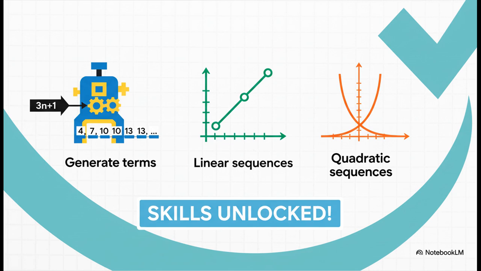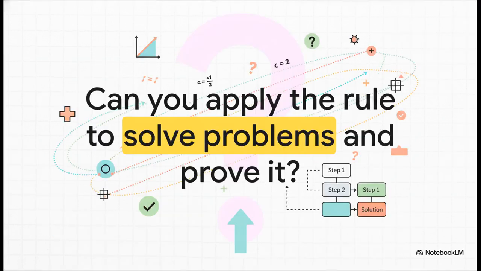Let's just quickly recap. You now have the skills to generate terms from a rule, to find the nth term of any linear sequence, and to get your head around those tougher quadratic sequences. You are absolutely ready for these questions. So I'll leave you with this thought. Knowing the method is step 1, but the real challenge, the thing that gets you the top grades, is applying it. Can you use the nth term to prove that a massive number is or isn't in a sequence? Can you use it to solve a multi-step problem? That's your next step. Taking these tools and becoming a real problem solver. Good luck.